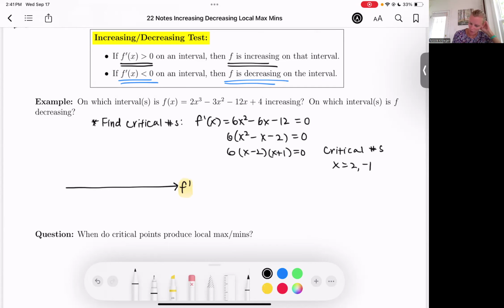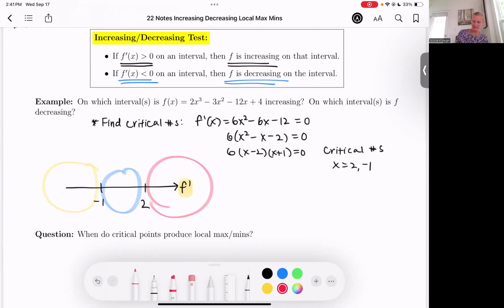Okay, so I'm going to put my critical numbers on here, making sure I list them in numerical order, smallest number to the left, biggest number to the right. So I have my negative 1 and my 2. Now, what I'm going to do is I need to figure out for numbers less than -1, is the derivative positive or negative? Between -1 and 2, is the derivative positive or negative? And greater than 2, is the derivative positive or negative? We know that at -1 and 2, the derivative is 0, so the function's neither increasing nor decreasing at those critical numbers, and then we just have to figure out what's happening in between.